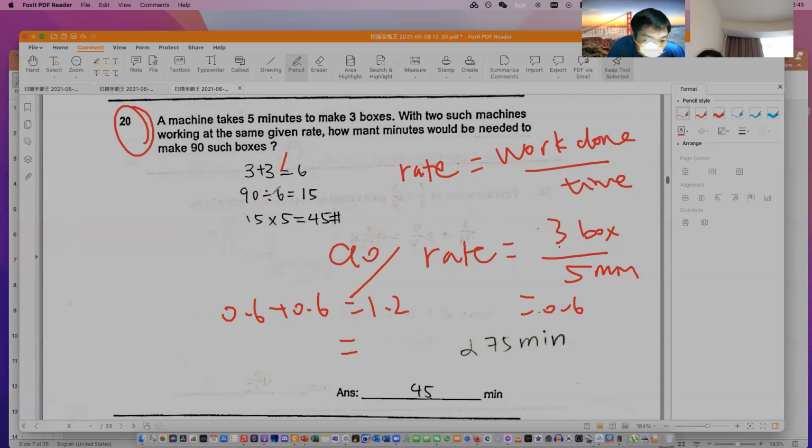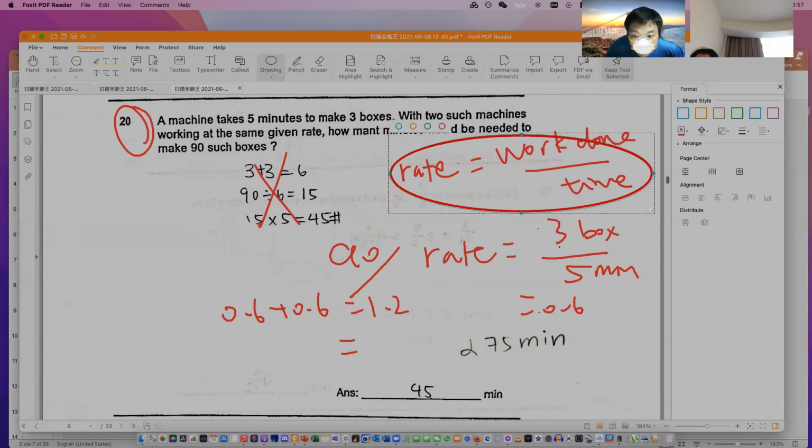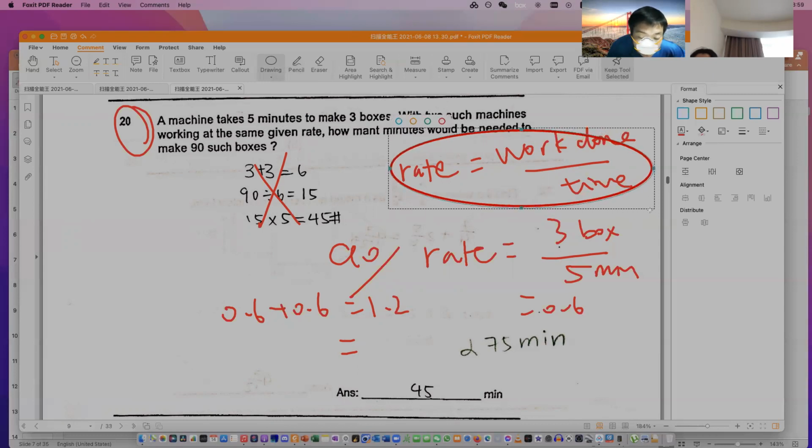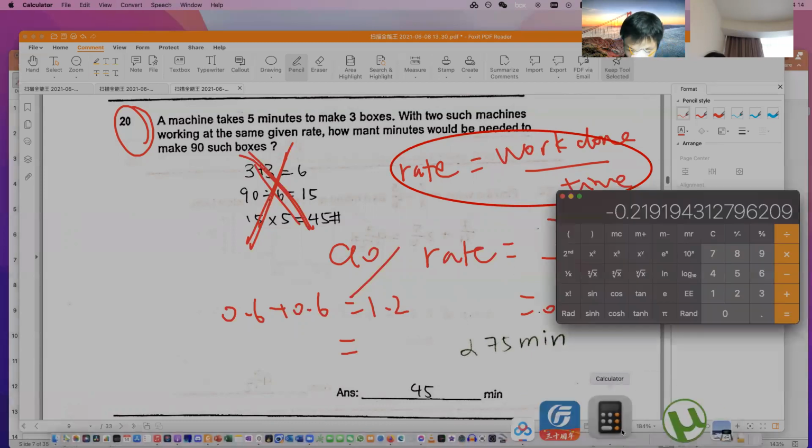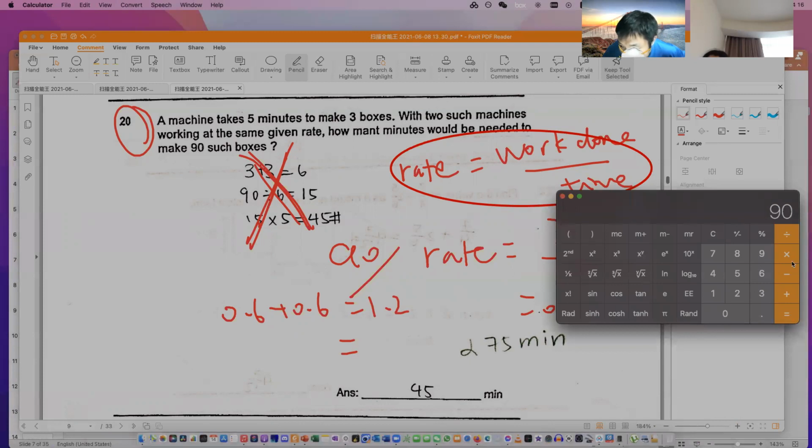I don't understand why you use this method anyway. We have been talking about this formula. Whenever you see a rate question, please make use of this formula. Don't use the other method. So 90 divided by 1.2. What do you get?